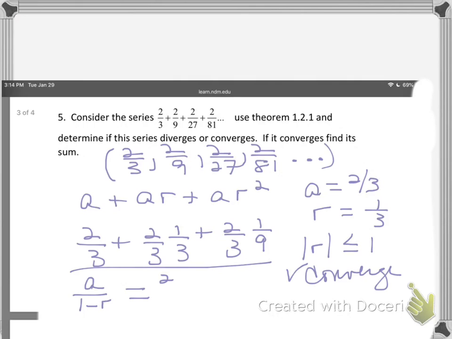Okay, my a was 2/3, and my r was 1/3. So what's 1 minus 1/3? That's 2/3 again. So what I'm seeing is that when you add up the series, you get the number 1. So my series converges, and it converges to 1. All right? So let's go on to the next one. It's another fraction example.